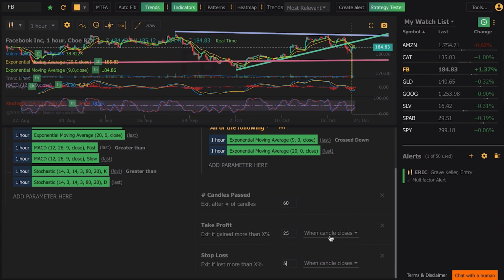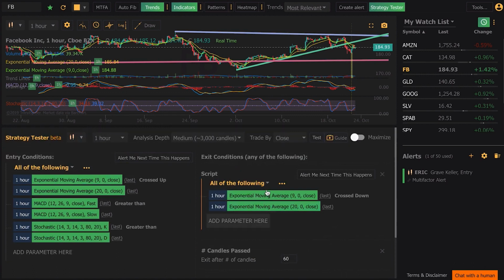And then notice here on these take profit levels, we've got these options of when the candle closes, so we hit the 25% and then it closes whenever, or we can do it at that immediate level. That's your choice, right? I'm just going to do it at the immediate level. So as soon as I hit a 5% stop or negative on the trade, I'm just going to exit.